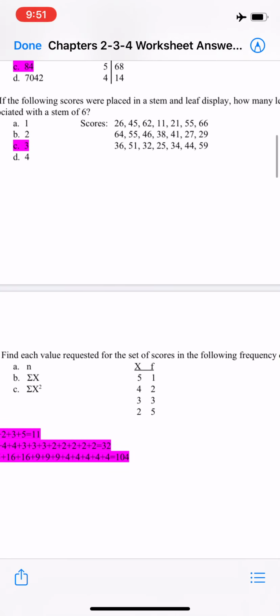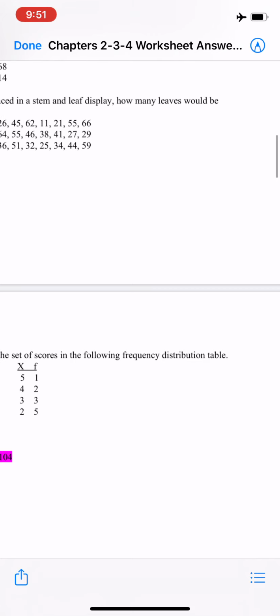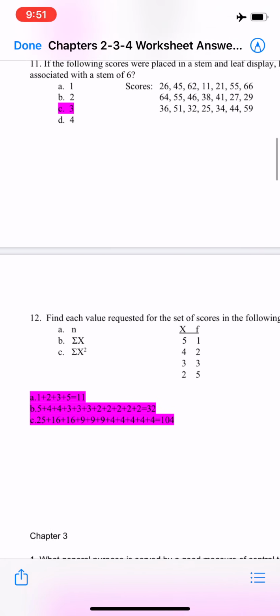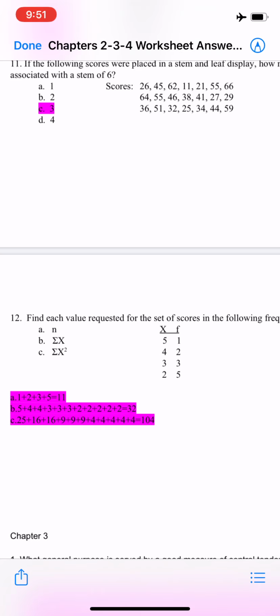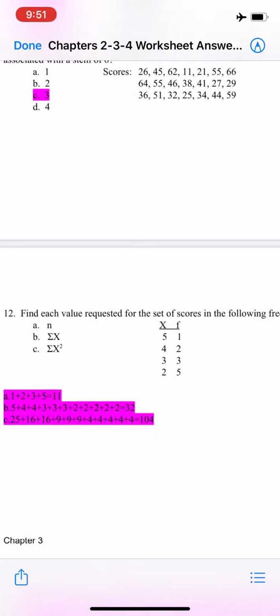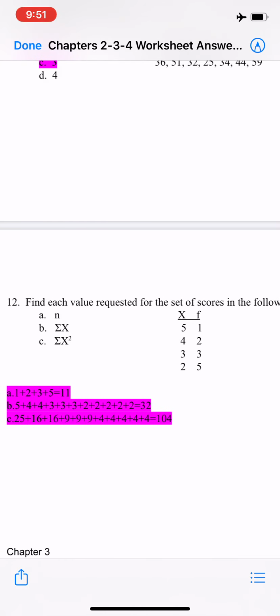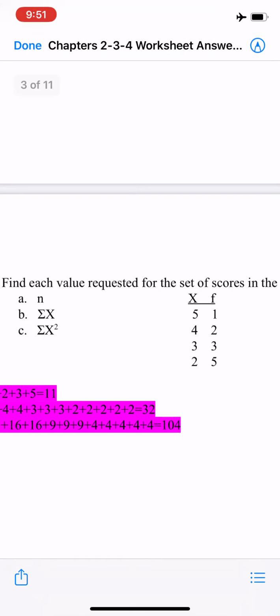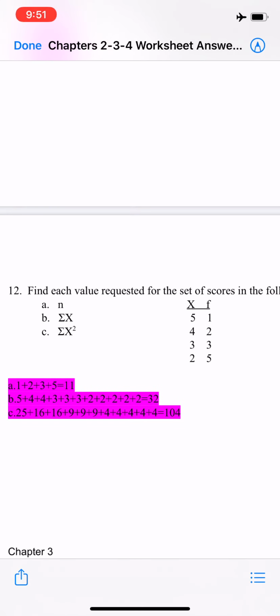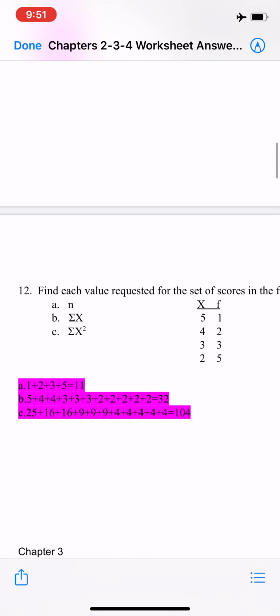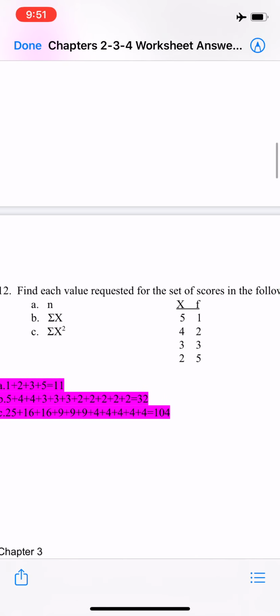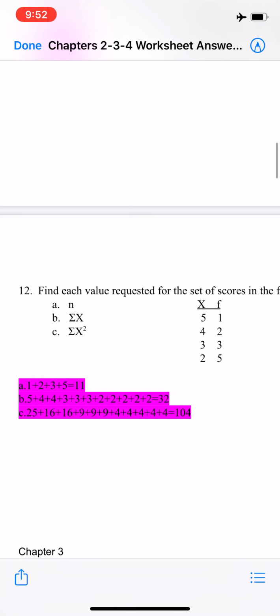Find each value requested for the set of scores in the following frequency distribution table. So for n, you just add up the frequencies because that will tell you the number of scores. The sum of X, you're just adding up all the scores, right? And you have to remember to look at the frequencies. So there's one 5, there are two 4s, three 3s, and five 2s. If you add them all up, you'll get 32. You can also multiply across: 5 times 1, 4 times 2, 3 times 3, 2 times 5. Add those up and you will also get 32.